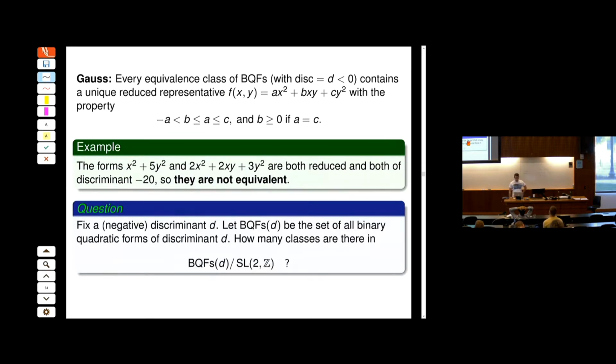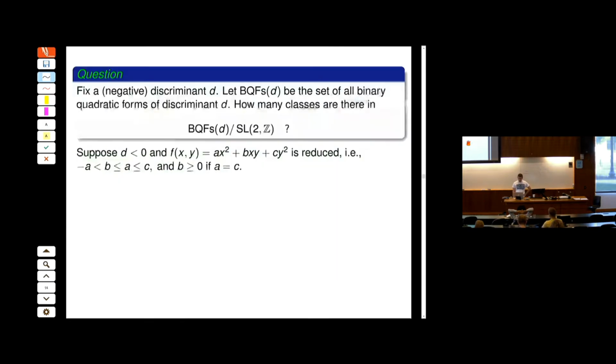Okay, so here is a question now. Fix a negative discriminant D and let BQF D be the set of all binary quadratic forms of discriminant D. How many classes are there in the quotient? That question was also of great interest to Gauss, and he answered it for negative D. You can answer that quite easily using what we just learned. Because for D less than 0 there are these reduced forms, you can prove the finiteness of this class group in an easy way.